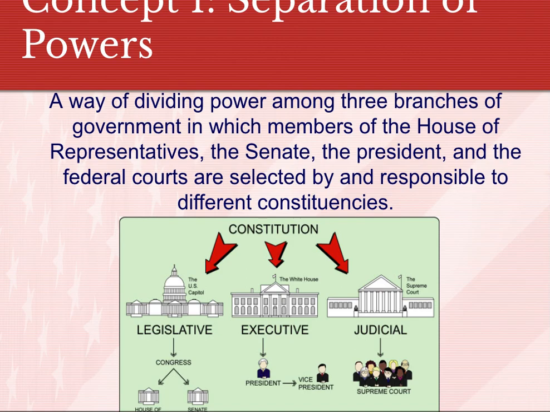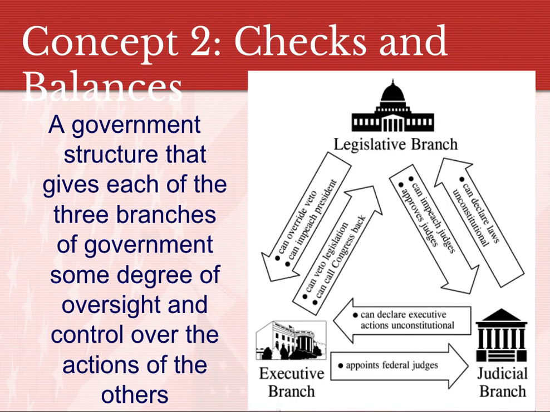Now for concept 2. Checks and balances. Checks and balances is a government structure that gives each of the 3 branches of government some degree of oversight or check and control over the actions of other branches.